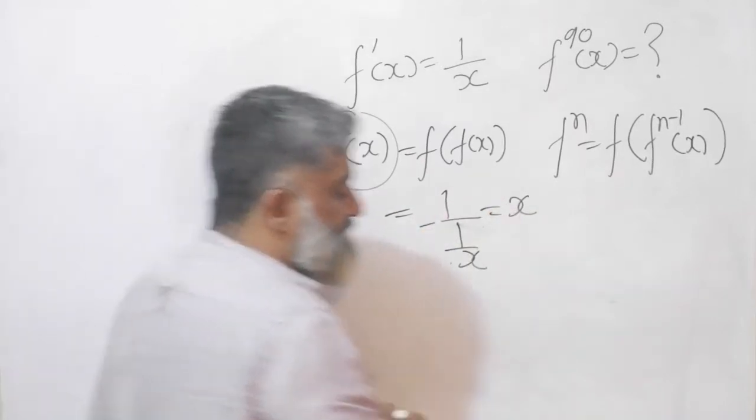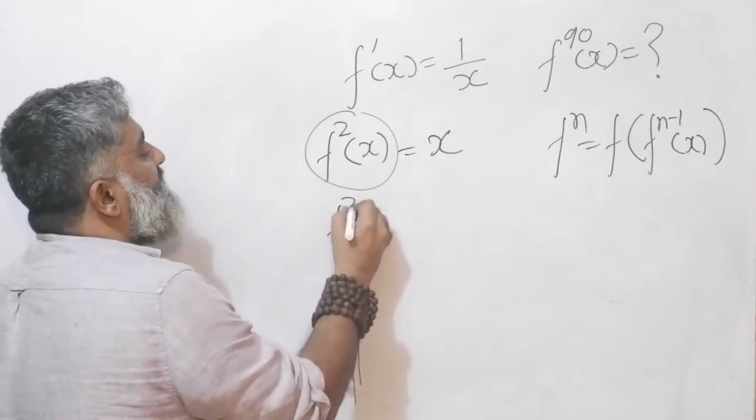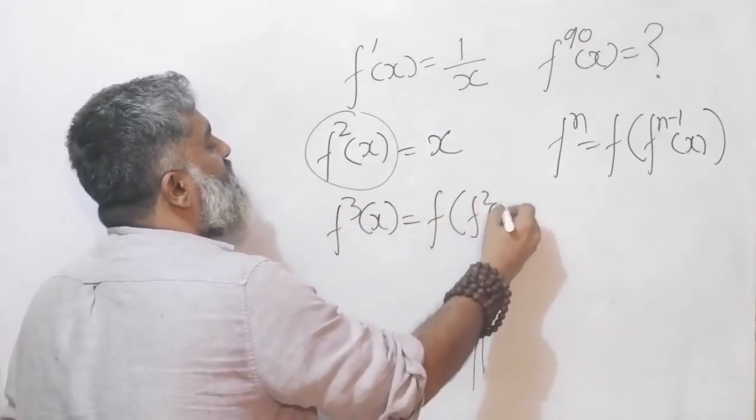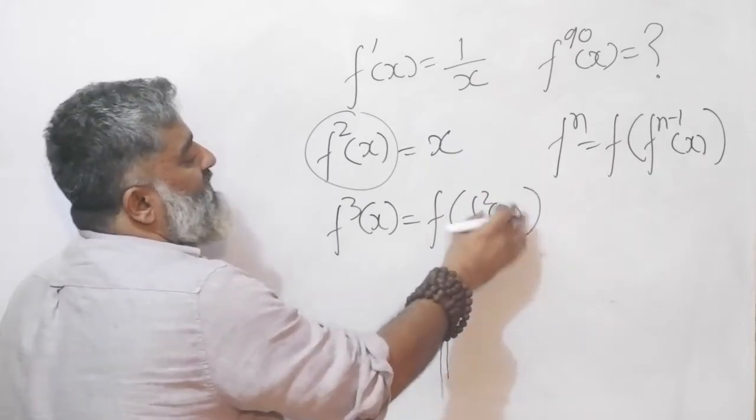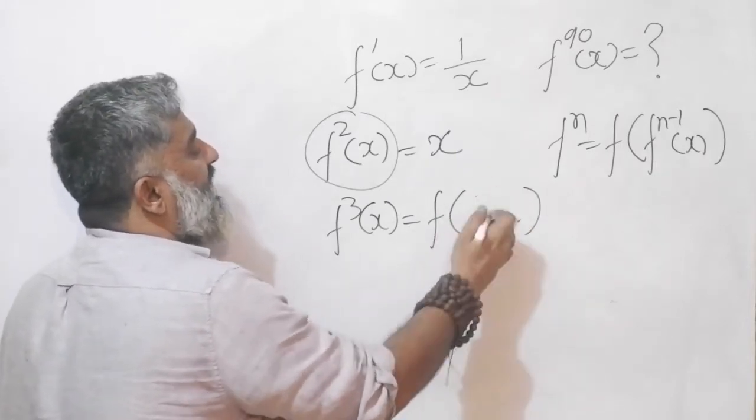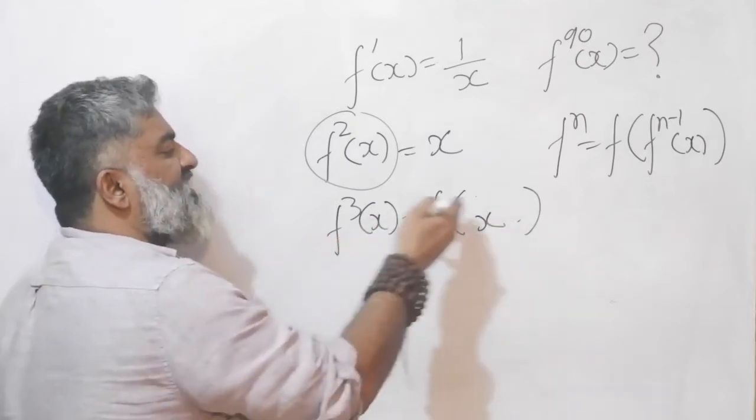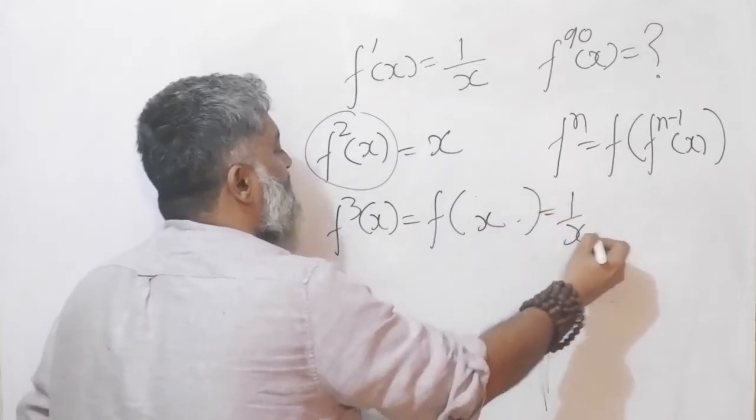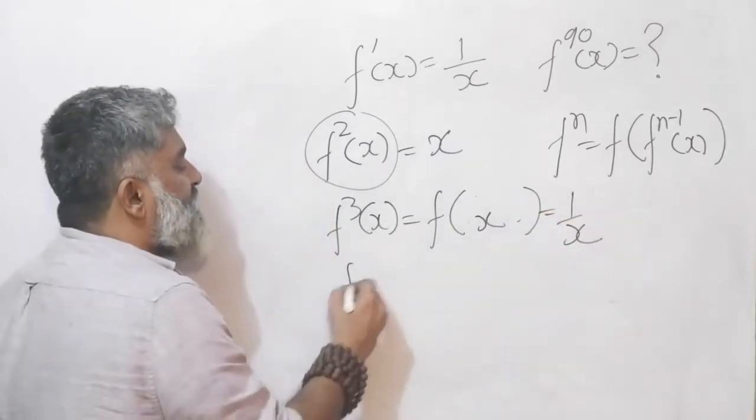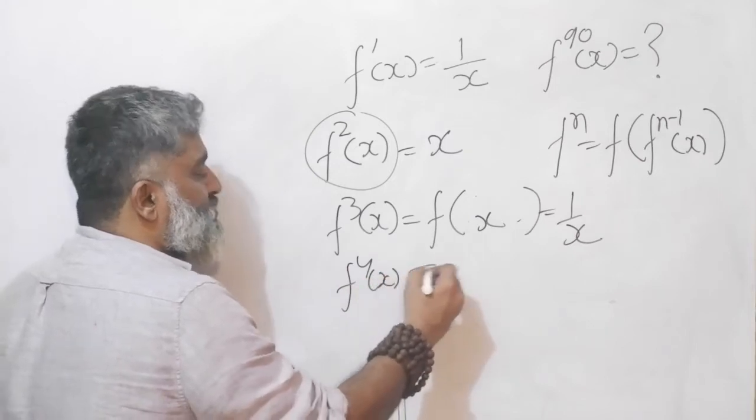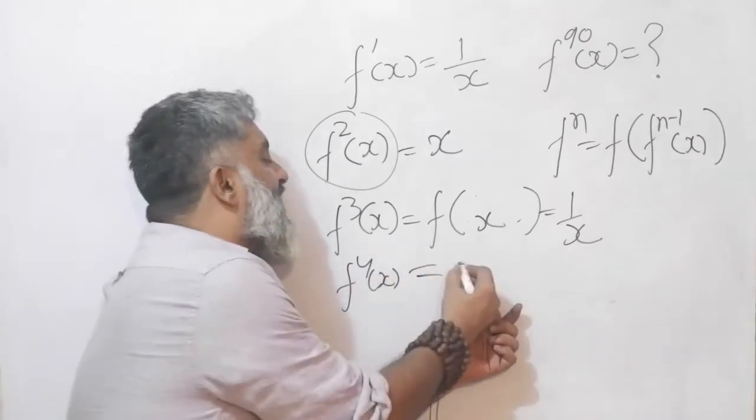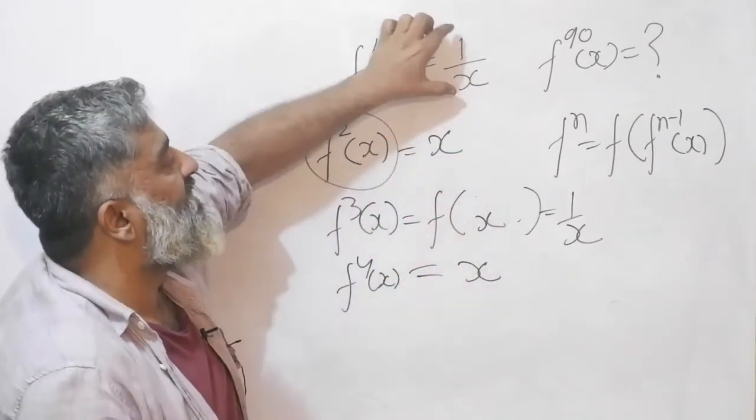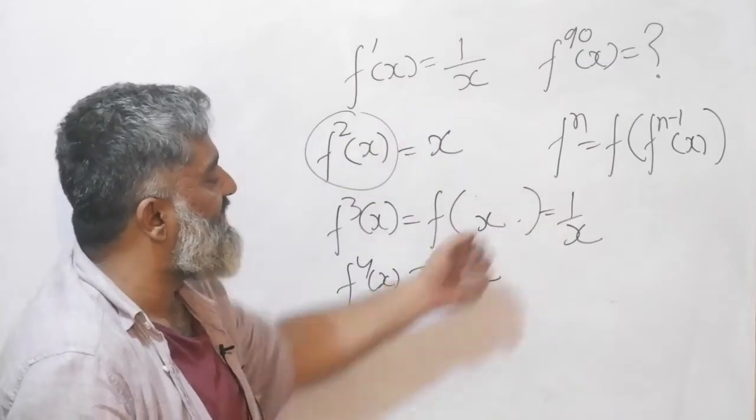Go one more step. Go to f3(x). f3(x) is nothing but f of f2(x). So instead of f2(x), I know I can put x. So f3(x) is the same as f(x). That means instead of x, put x only. That means you're back to 1 by x. Take one more step. I ask you to find f4(x). Do it manually, and you will be back at the value of x. So you see that there are only two possible values: 1 by x or x, 1 by x or x.